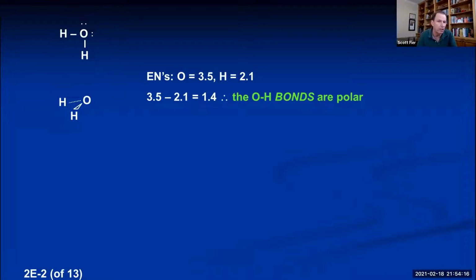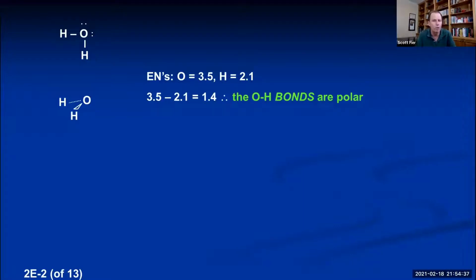And in fact, if the difference just got a little bit bigger, all the way up to 1.7, it would be so polar that the electrons would be transferred and you would actually have ionic bonds in that case. But we didn't quite reach that threshold. So this 1.4 difference just means unequal sharing of the shared electrons. So therefore, it's a polar bond.